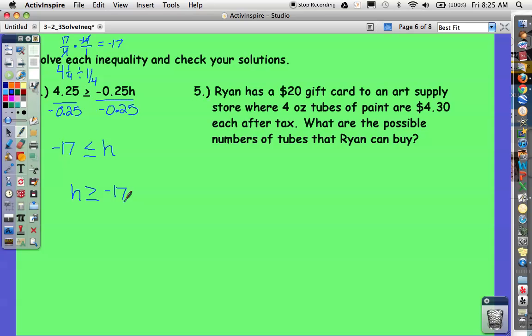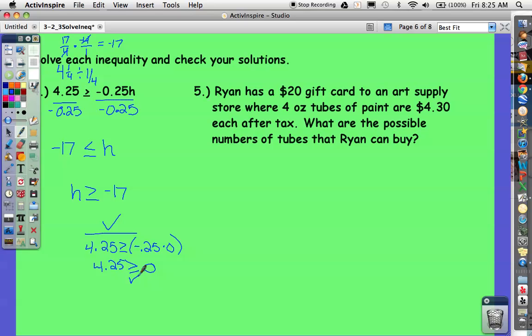It doesn't ask us to graph here. We just need to check our solution. So a quick check step. What is an easy solution that's greater than negative 17? I would do 0 or 1. It's just easier. If I do 0, negative 25 hundredths times 0 would be just 0. Is 0 a smaller number than 4 and 25 hundredths? It is, so it does check out.